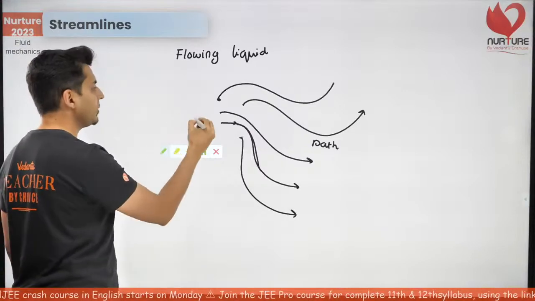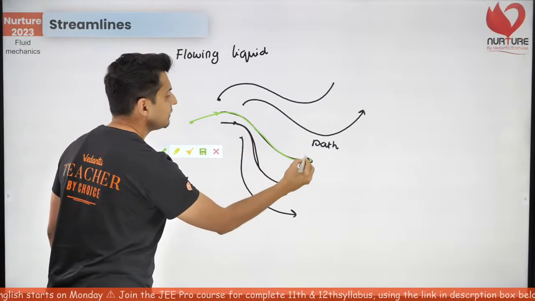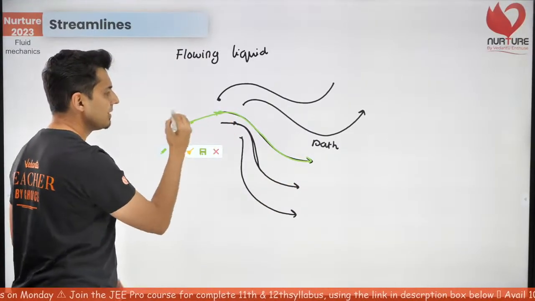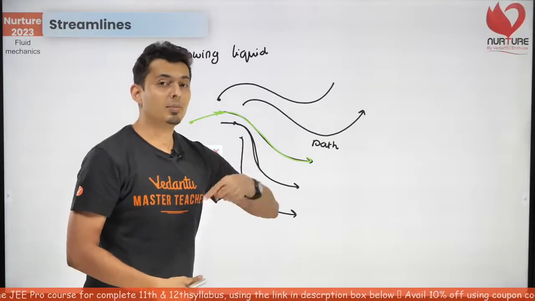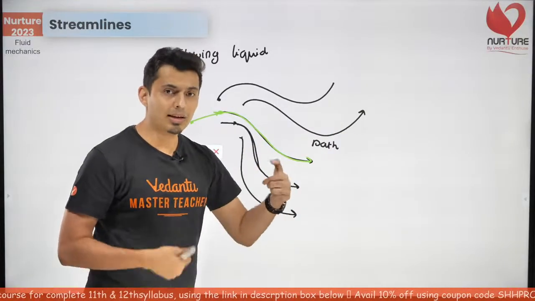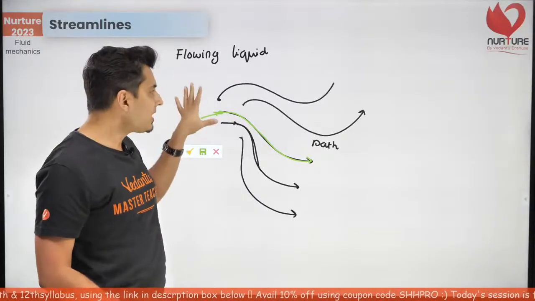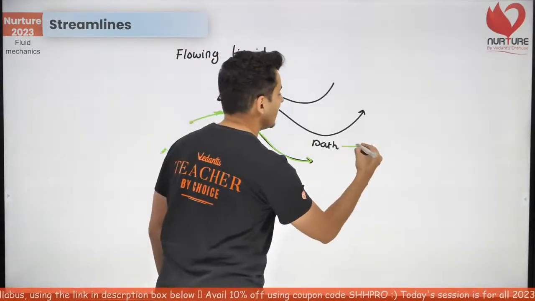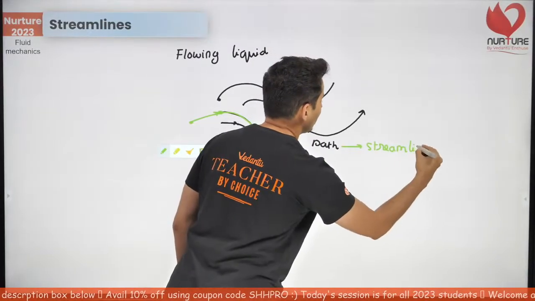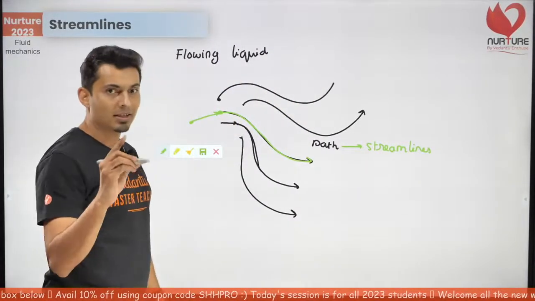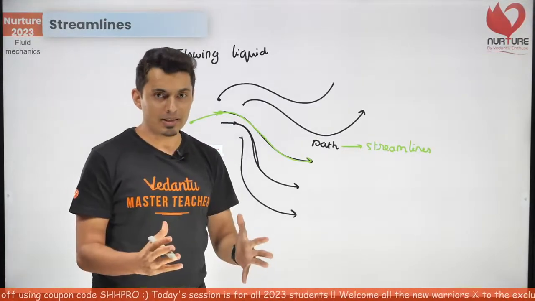Maybe some other particle over here might reach here and then continue the same path which was taken by the particle over here. So every time a particle comes, it takes the path taken by the previous particle, or it might be on some different path altogether. These paths are nothing but called streamlines. What are they called? Streamlines. That's very important.